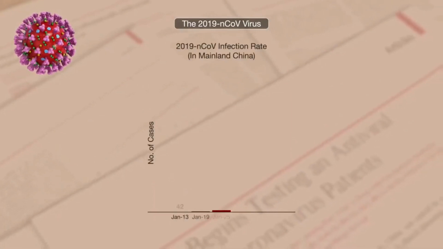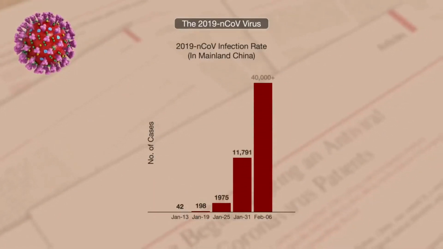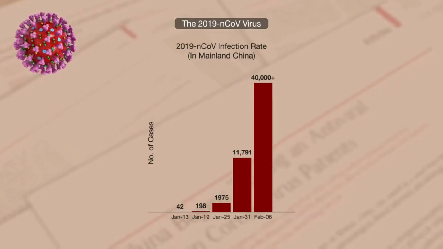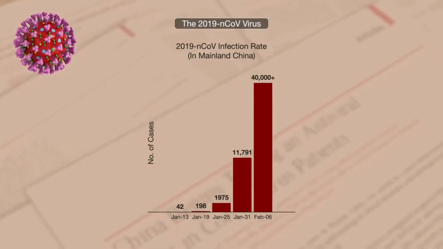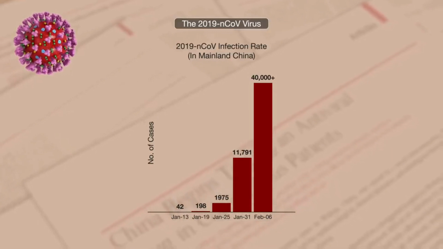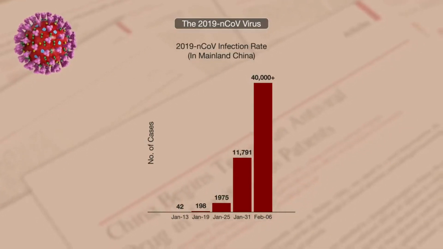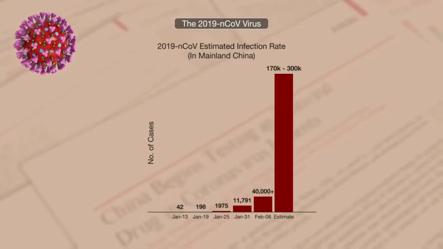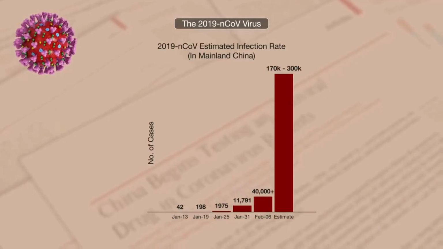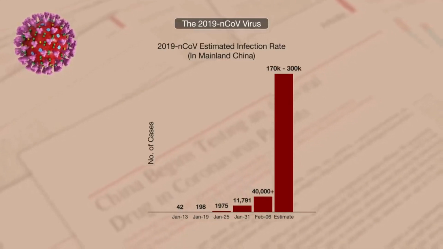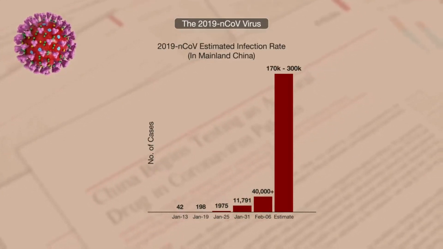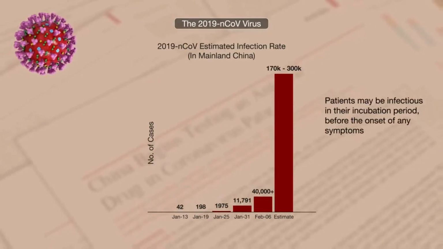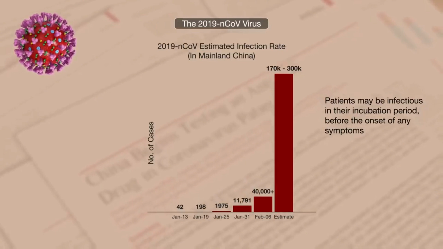The virus has, as of February 6th, over 40,000 confirmed cases in China alone, with almost 200 cases in over 25 other countries. However, Dr. Jonathan Reed from the UK believes that the numbers of actual cases is far greater and has estimated between 170 to 300,000 by February 9th. This is because symptoms can be mild and escape reporting and testing. What's more, in stark contrast to SARS, some patients may be infectious in their incubation period before the onset of any symptoms.